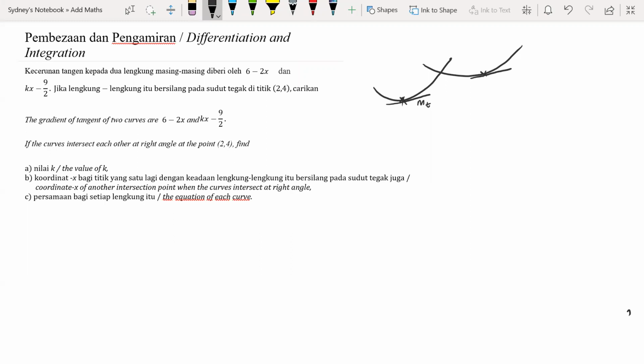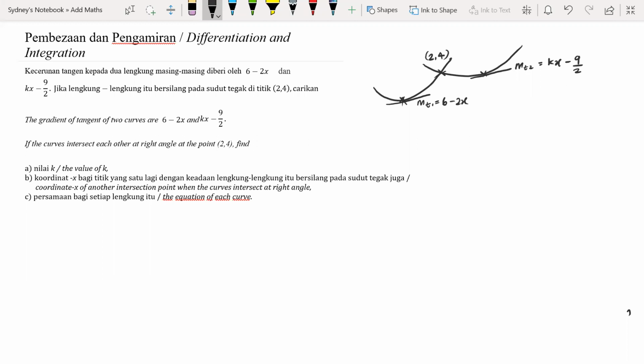and the question gives us the gradient of each tangent. Since I have two curves here, I label them MT1, which is 6 minus 2x, and another gradient of tangent, MT2, equals kx minus 9 over 2. Now, what else do I have? Yes, the two curves intersect at one point, that is (2, 4). And the question says that the curves intersect at a right angle.